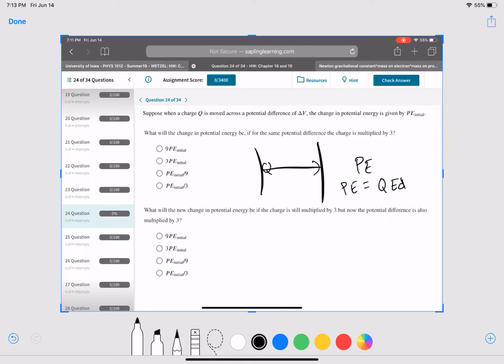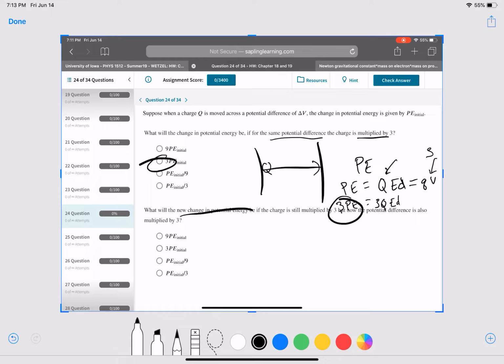So the potential energy is QED, and that's also equal to Q times the voltage V, the potential difference. So for the same potential, we multiply the charge by 3. In order to balance that equation, we're going to have 3PE is equal to 3Q ED in order to make the equation match. So all we end up with is 3 times the initial energy. And what will the change be if the charge is multiplied by 3 still, but now the potential difference is also multiplied by 3? So that means we increase the voltage by 3.